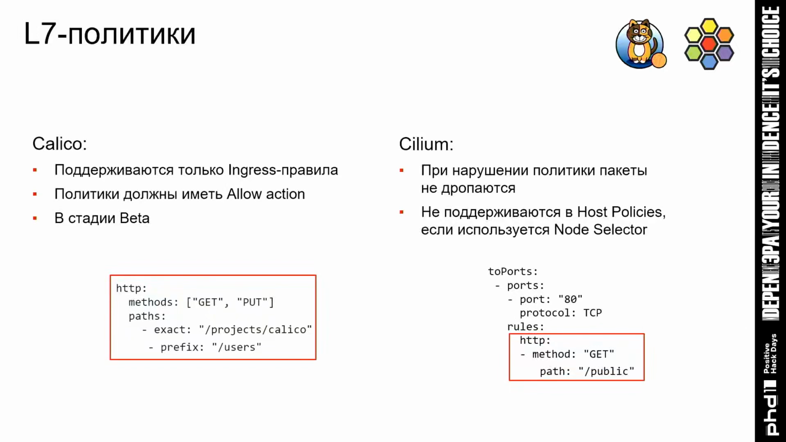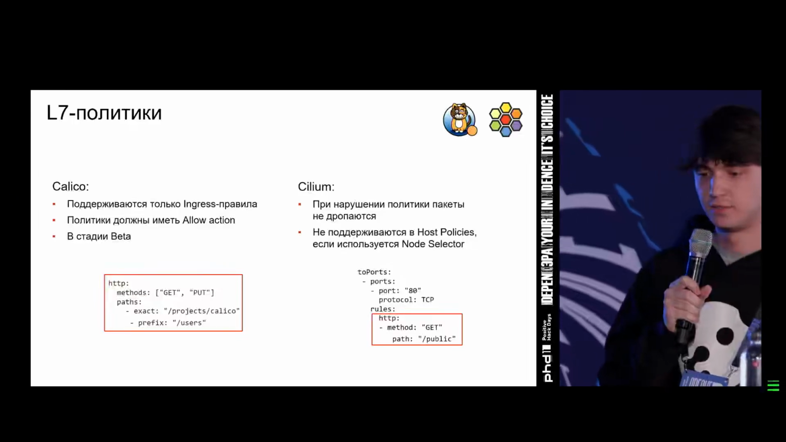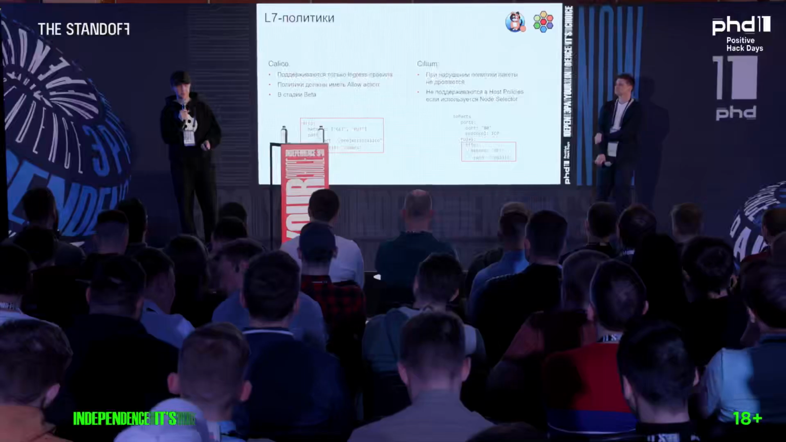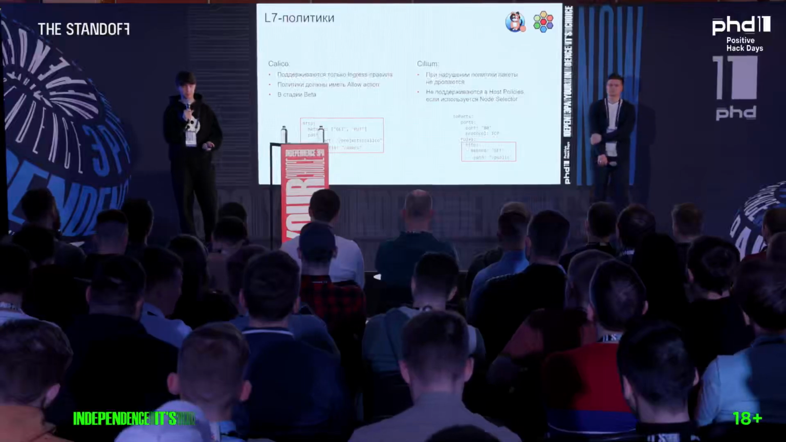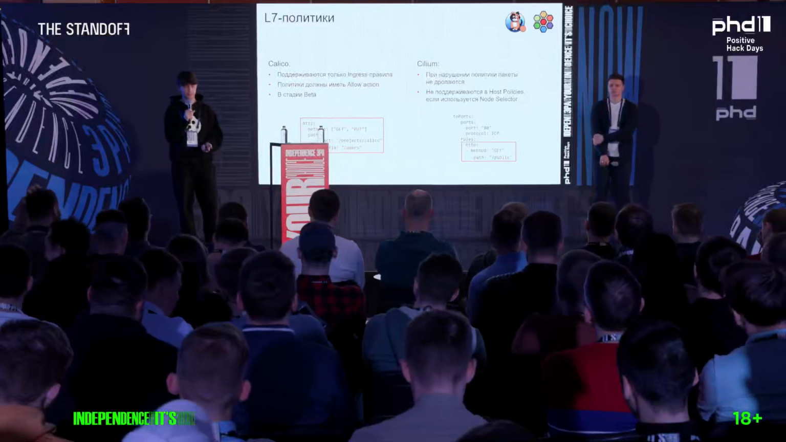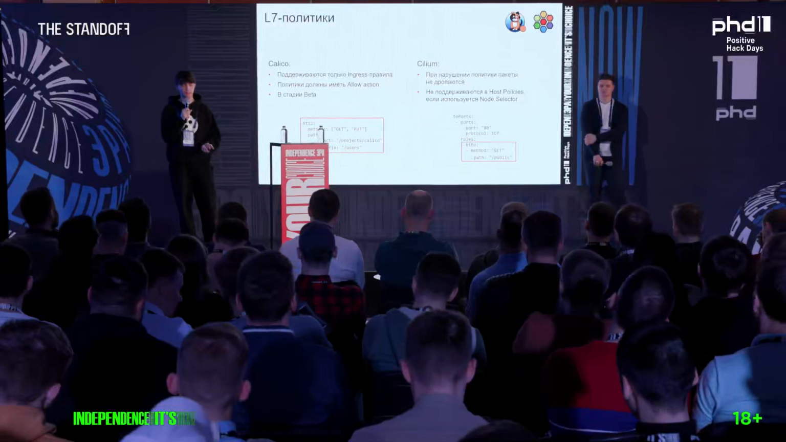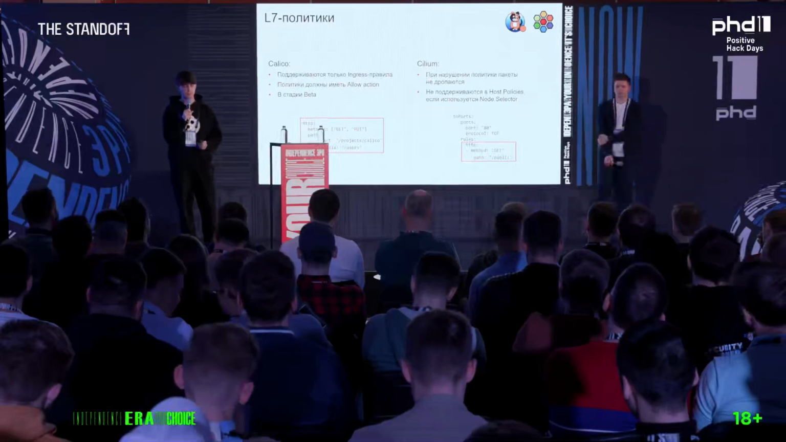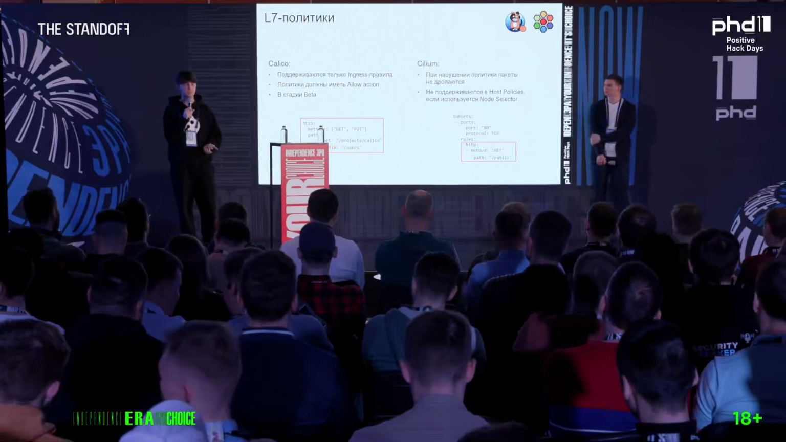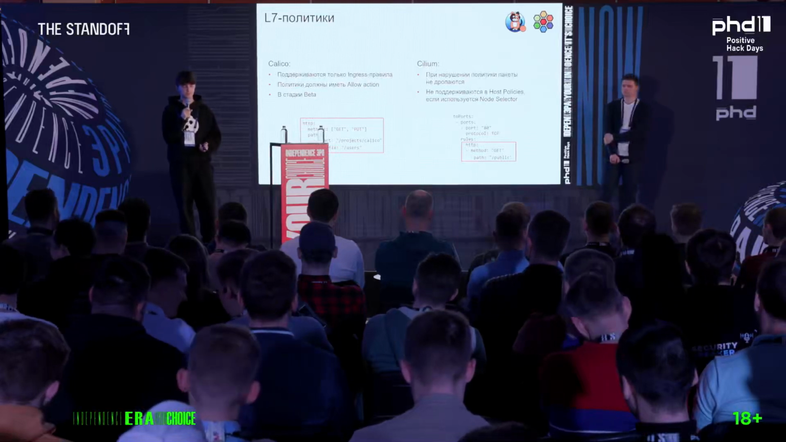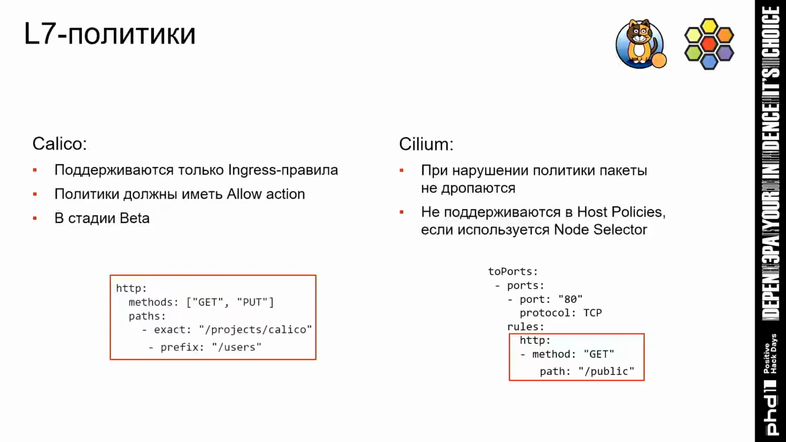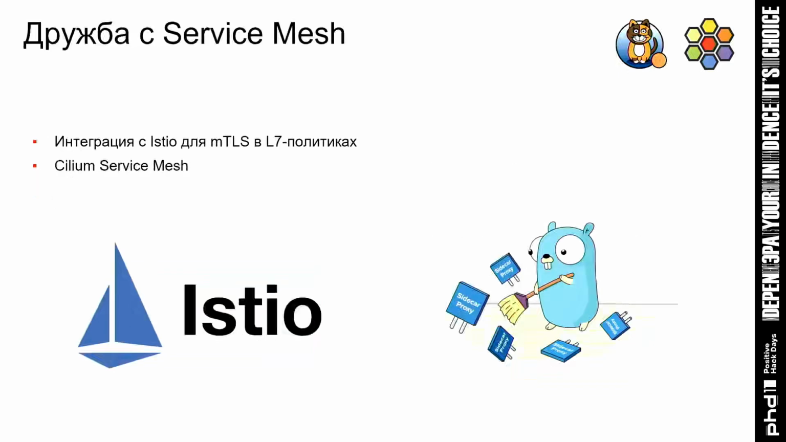So this is Calico. In Cilium, they also have support of L7 policies, but importantly, if we try to break a policy, nobody knows. If an L7 policy is breached, nothing happens to packets. And in Cilium host policies, importantly, L7 is not supported if a node selector is used, if we address a particular node there.